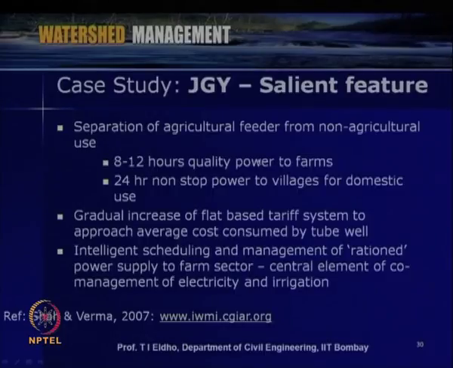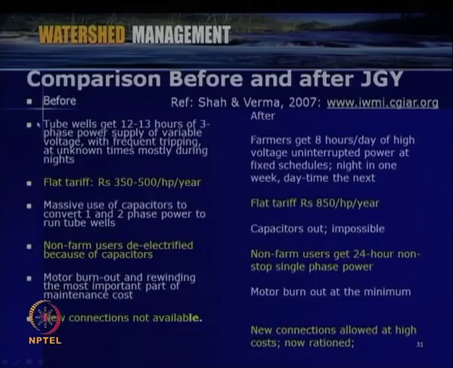So, 8 to 12 hours of quality power to farms, 24-hour non-stop power to villages for domestic use, then a gradual increase of the flat-based tariff system to approach the average cost consumed by tube wells, then intelligent scheduling and management of rationed power supply to the farm sector has been implemented. These details are available in this reference. Now, a comparison between before and after the Jyotirgram Yojana, or Jyotirgram scheme.